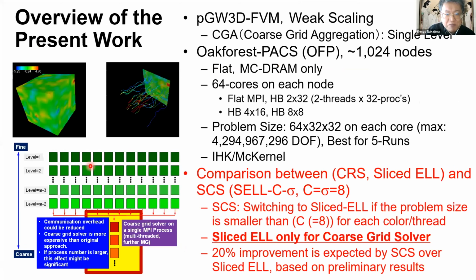This is the overview of the present work. We are applying weak scaling, using this type of coarse grid aggregation with a single level, on Oakforest-PACS using up to 1024 nodes. It's flat mode and MCDRAM only. We have 68 cores on each node, but we just use 64 cores. The configurations are flat MPI and hybrid 2x32, which means 2 threads and 32 MPI processes on each node, and 4x16 and 8x8.